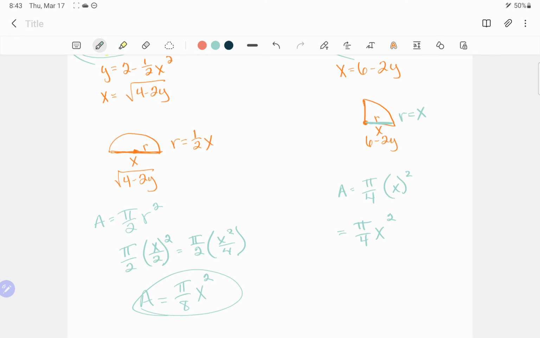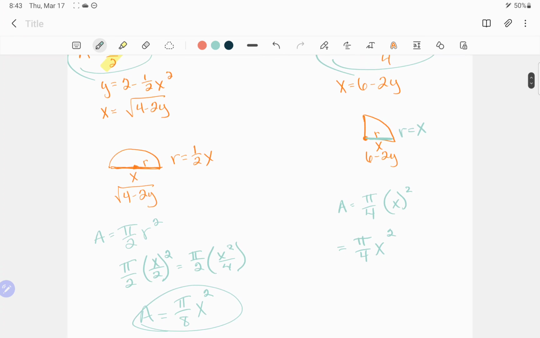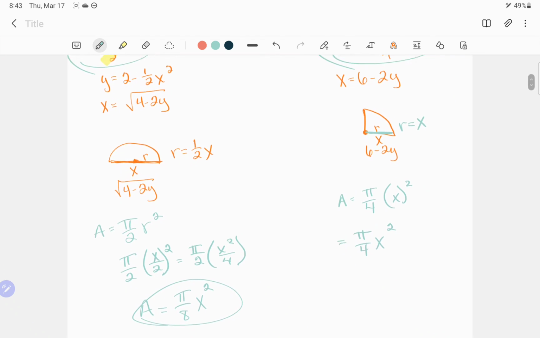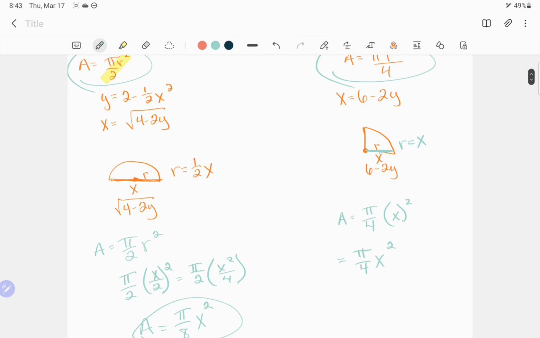And that's why it seems maybe counterintuitive that a semicircle would be pi over 8, but a quarter circle is only pi over 4. But it just narrows down to the fact that in the semicircle, you don't already have the radius equaling x. In the semicircle, the entire half of the circle, like all the way across, the diameter equals x. And so to get the radius, we have to divide by 2.